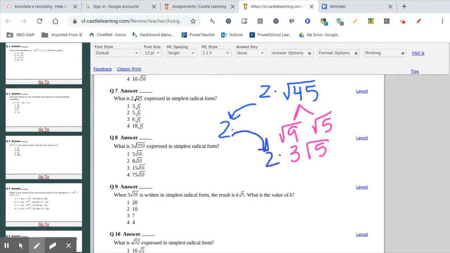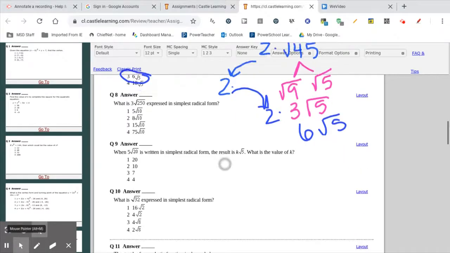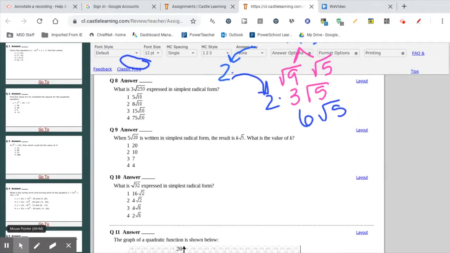The 2 and the 3 are on the outside of the radical, so we can multiply them, and we end up with 6 square root 5, which means our answer is number 7. Number 8. I'm going to erase number 7 just so we have more room.